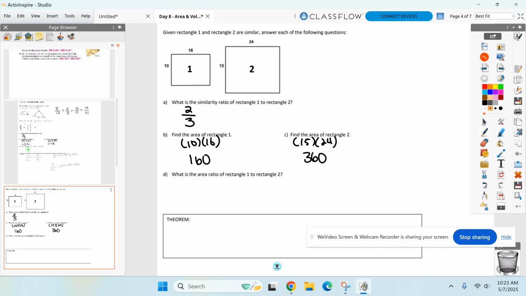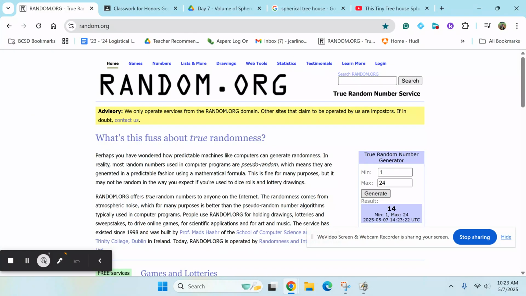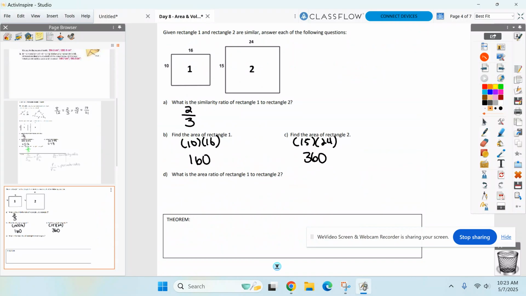What's the ratio of the areas for 1 to 2? Theo? I'd like it reduced, please. I know it's 160 over 360, but I got 4 over 9. Yes, you did. All right, so we can at least say, are they equal? No, they're not, but they do have a relationship.